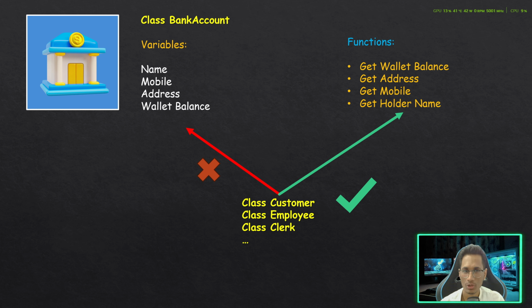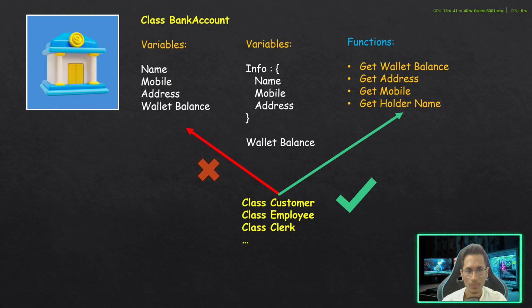Let's say your bank account class, or the functionalities or the information, goes big and bigger. That means you will have tens or 15 or 20 or hundreds of variables. You do not want that. So you decided to change the structure, which means you said, I will just create one variable that is info, which is a structure. And in that, I will store the name, mobile, address. That's it. And then there will be a second variable that will hold the account balance or the wallet balance.